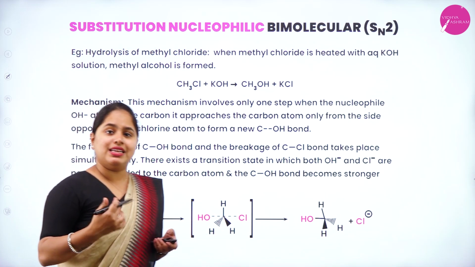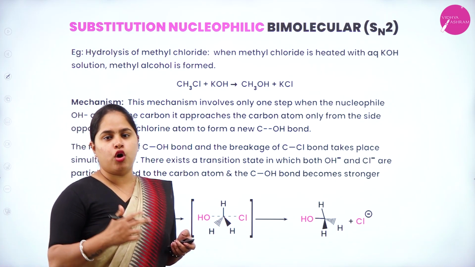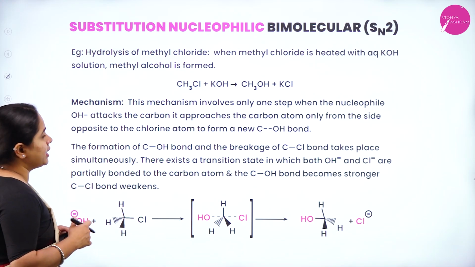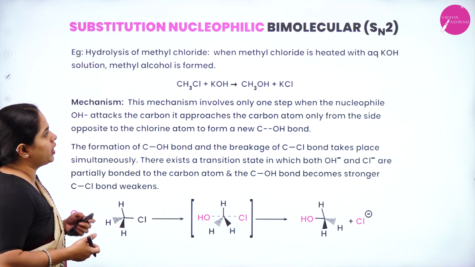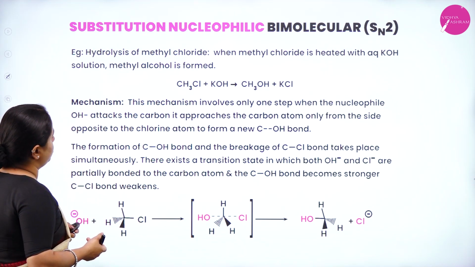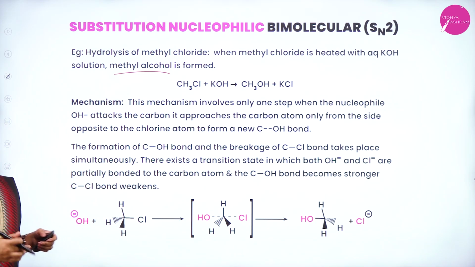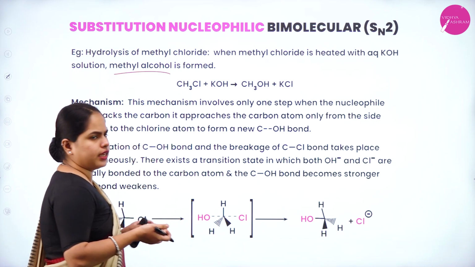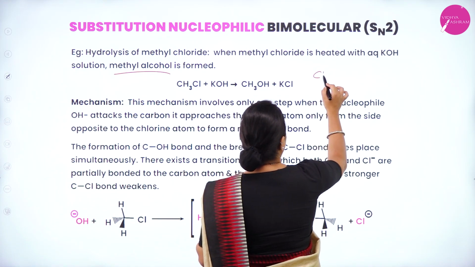Now moving on to SN2, that is substitution nucleophilic bimolecular reaction. Okay, it's a bimolecular reaction. So let's take an example and understand this. Hydrolysis of methyl chloride. When methyl chloride is heated with aqueous KOH solution, methyl alcohol is formed. Before, we took tertiary butyl chloride; now we are taking methyl chloride. So what is methyl chloride?